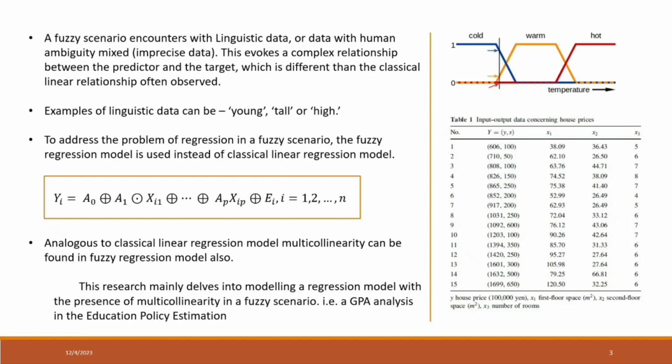Our research primarily delves into these two situations, one is the presence of multicollinearity and another is the fuzziness in the data, that we are not dealing with classical data, that we are looking at a complex relationship between y and x, where human ambiguity is mixed.